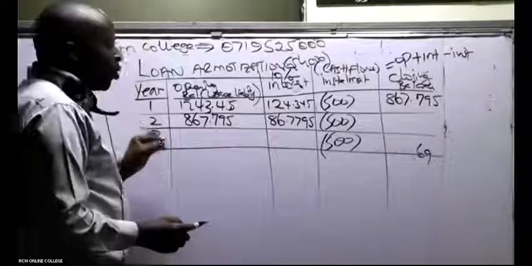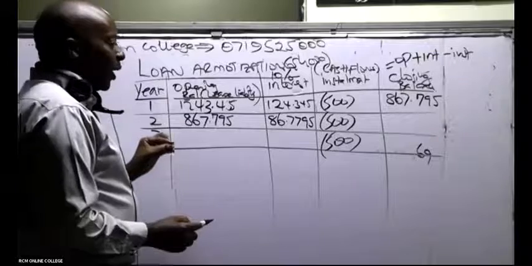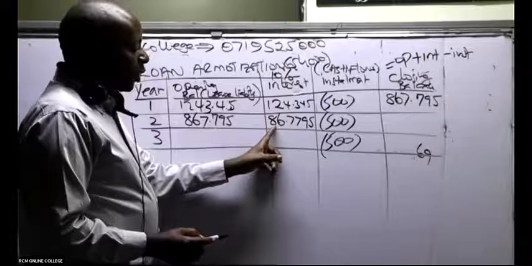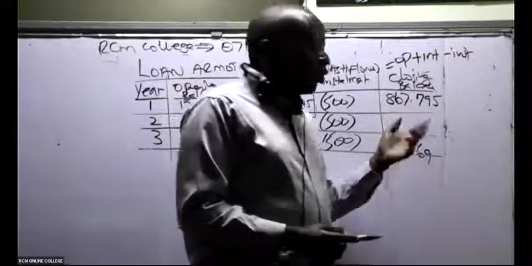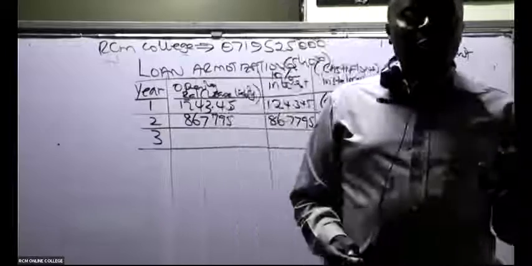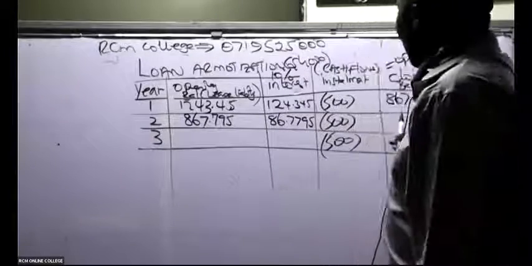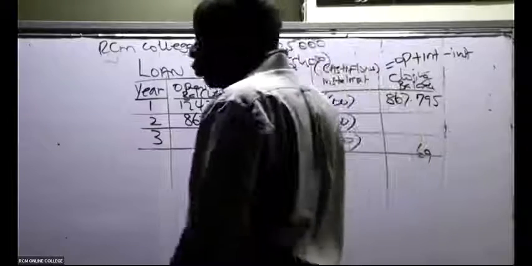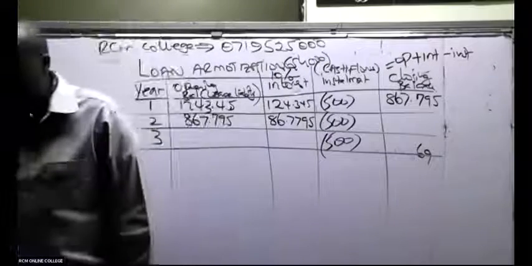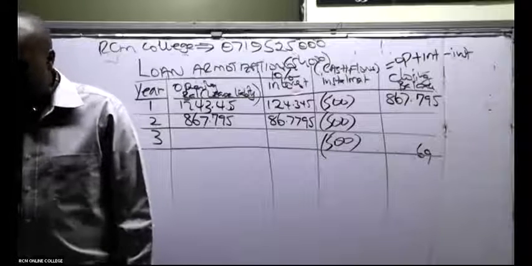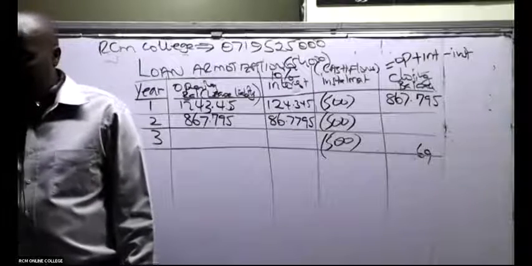So go ahead and give me the closing balance. How do I get the closing balance? You'll take the opening plus the interest minus this 5, and now you can start rounding off figures. Don't go more than 4 decimal places. So please give me the closing balance for year number 2.